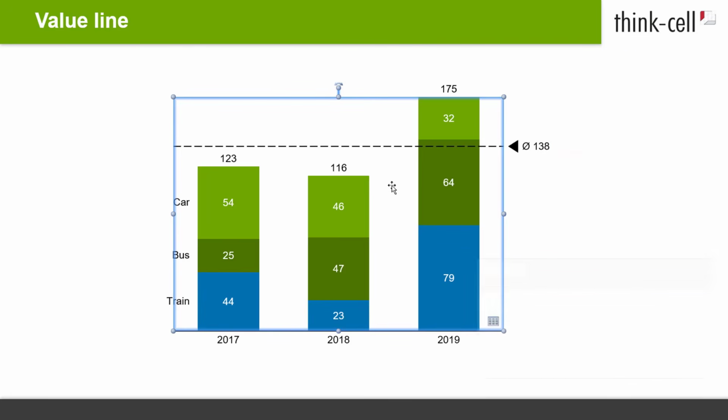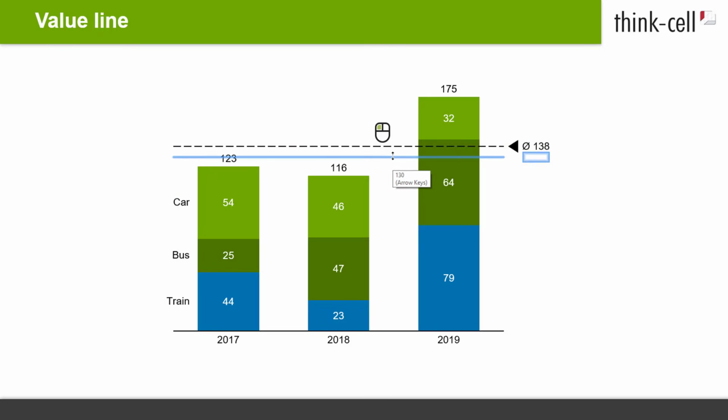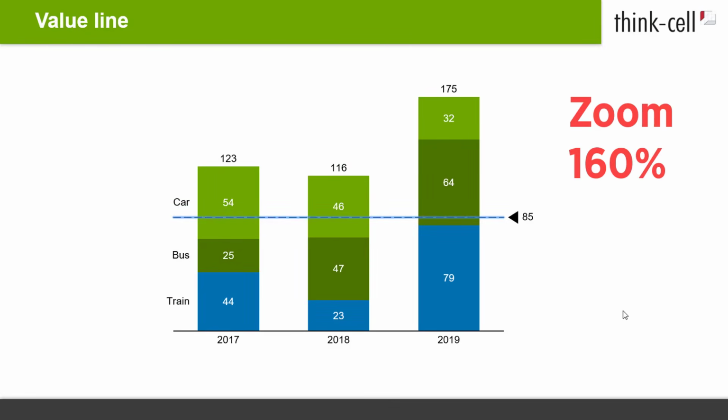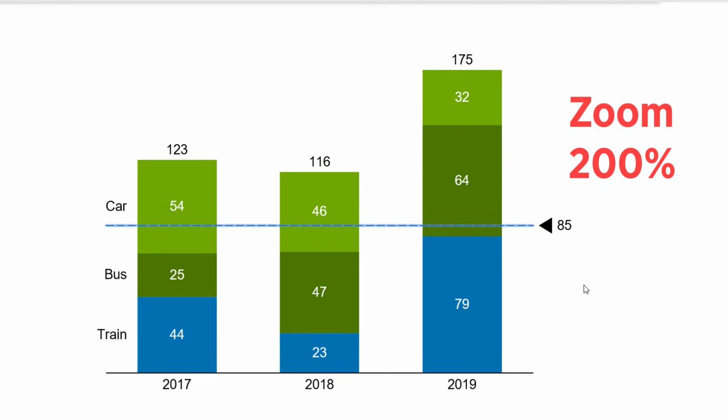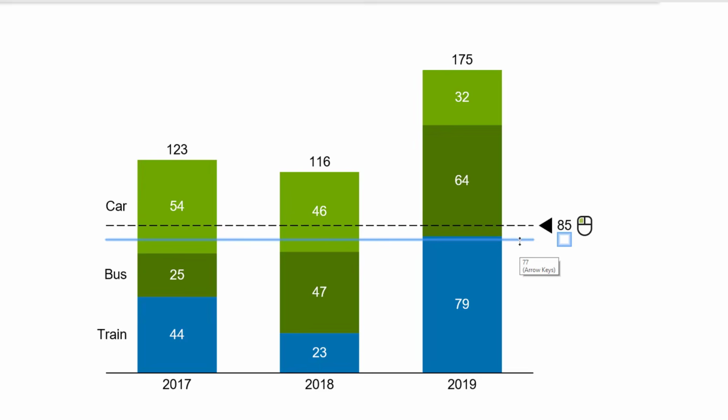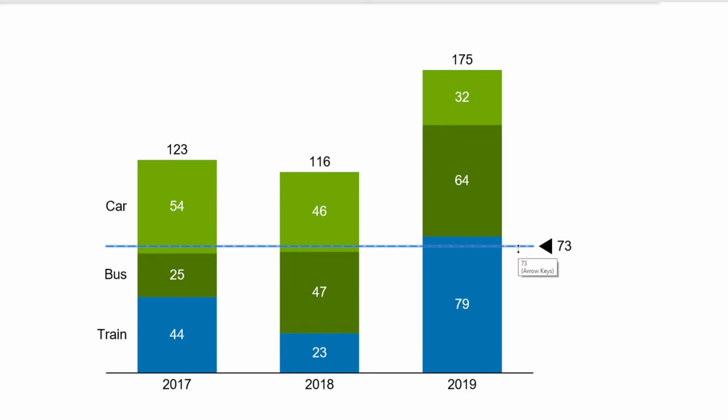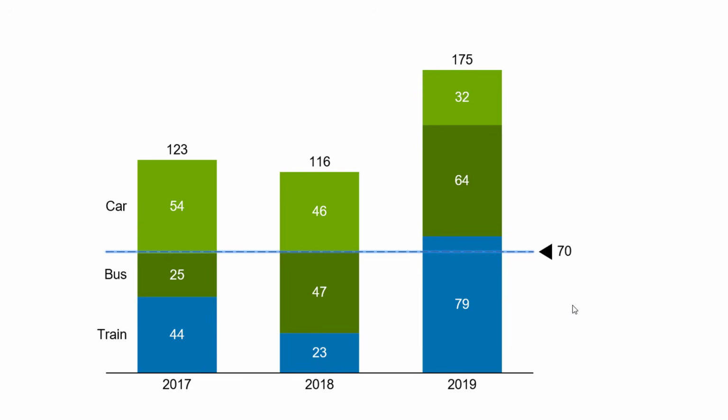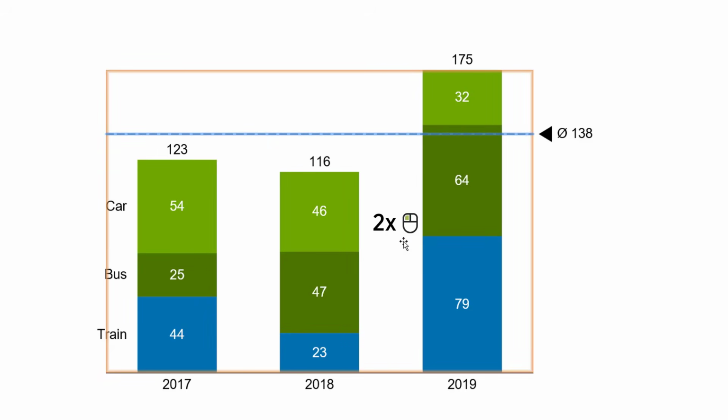To visualize a different value, click and drag the line to the desired position. Zoom into the slide for higher precision when dragging. Or use the arrow keys to move the value line. When you double-click the value line, it snaps back to its default position.